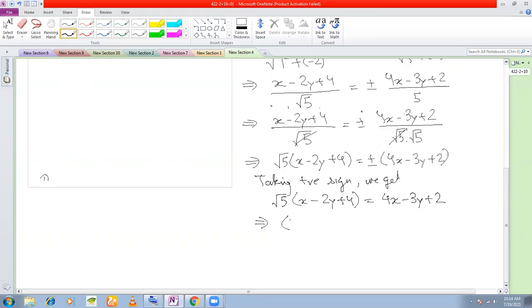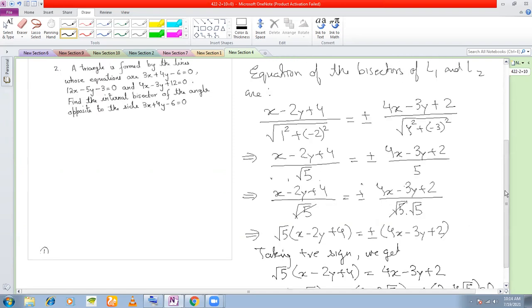Four minus root 5 x minus 3 minus 2 root 5 y plus 2 minus 4 root 5 is equal to 0. This is the equation of one bisector. Okay, let us call this equation number 3. Let us call these two equation number 1 and 2.